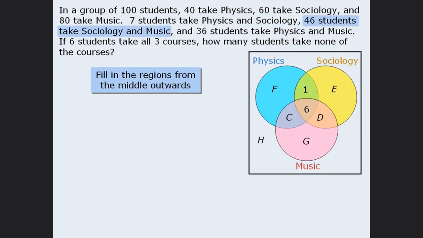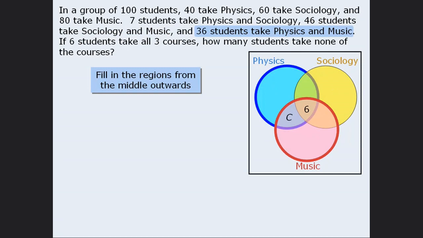Next, we are told that 46 students take sociology and music. Since these 2 regions represent students who take sociology and music, the sum of these 2 regions must be 46. Since one region already contains 6 students, the other region must contain 40 students. Next, we are told that 36 students take physics and music. Since these 2 regions represent students who take physics and music, the sum of these 2 regions must be 36. Since one region already contains 6 students, the other region must contain 30 students.